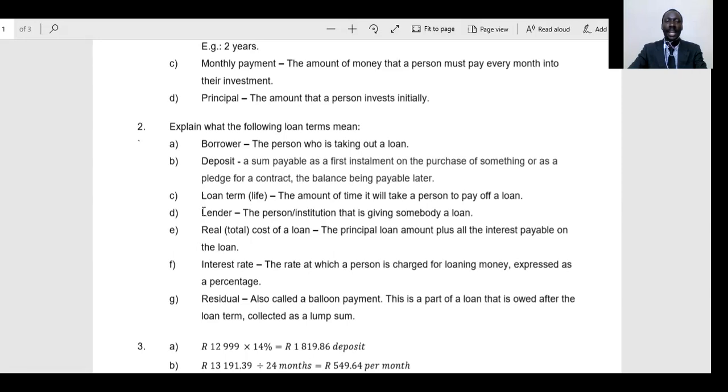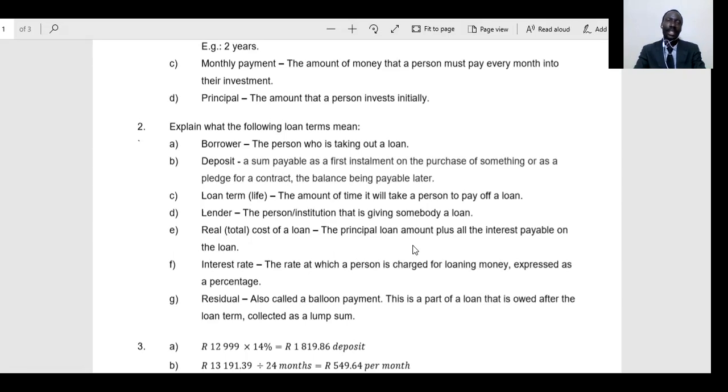The next thing is called the lender. The lender is the person or the institution which is giving out the money, which is lending out the money or the loan. There is also what we call the real cost, which is the principal loan amount plus all the interest payable on the loan. That is the real or the total cost of a loan. The loan taken, 500,000 plus the interest, giving a total of like 700,000. So the whole thing, which is 500 plus 200 for the interest, adding together to give you 700,000 is what we call the real cost or the total cost of a loan.